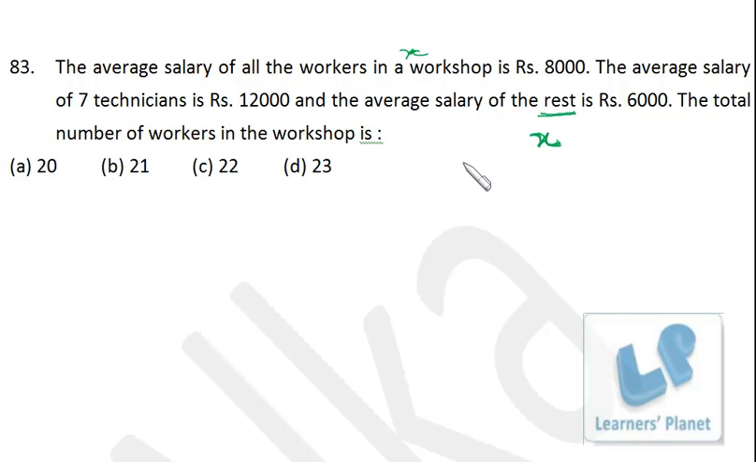Now what we do is we see the deviation. The average salary of all the workers is 8,000, right? Now 8,000 and 12,000, the deviation is 4,000 and this deviation is positive. So the total deviation will be 7 into 4,000, that is 28,000. Now X persons and the deviation is what? Here the deviation is negative because it is 6,000 minus 8,000. So the deviation is 2,000 and X persons are there, so the deviation will be 2,000X and it will be negative.